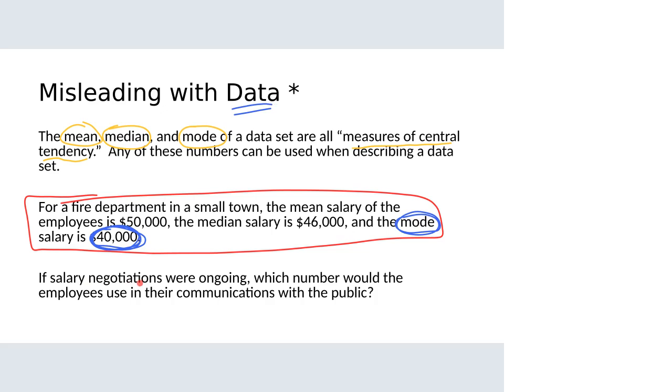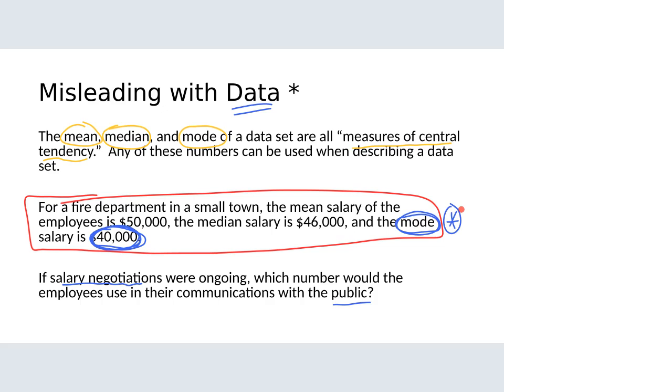They're in a salary negotiation. So when they talk to the public, they want the public to think that they make the smallest amount of money possible. So they would use the mode in that case. And I hope that makes sense. If it doesn't, please let me know. It sounds like we fixed it up for Carolina, which is great. But that's what I was going for with that question.